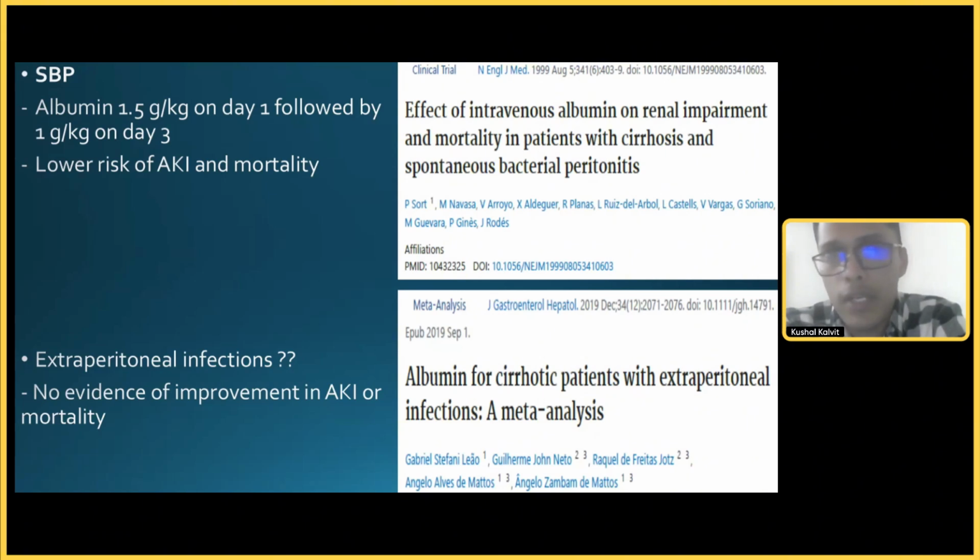There is no solid rationale why albumin works in SBP and it does not work in other infections. Maybe there are other mechanisms apart from simple anti-inflammatory and antioxidant effects. And there is also a window here that maybe albumin might work in extraperitoneal infections in a subset of ACLF patients, even if it doesn't work in decompensated cirrhotic patients. It's just like albumin to be used in modest volume paracentesis in ACLF. Similarly, maybe we can use albumin for extraperitoneal infections in ACLF, but that has not been proven yet. It is still a hypothesis.